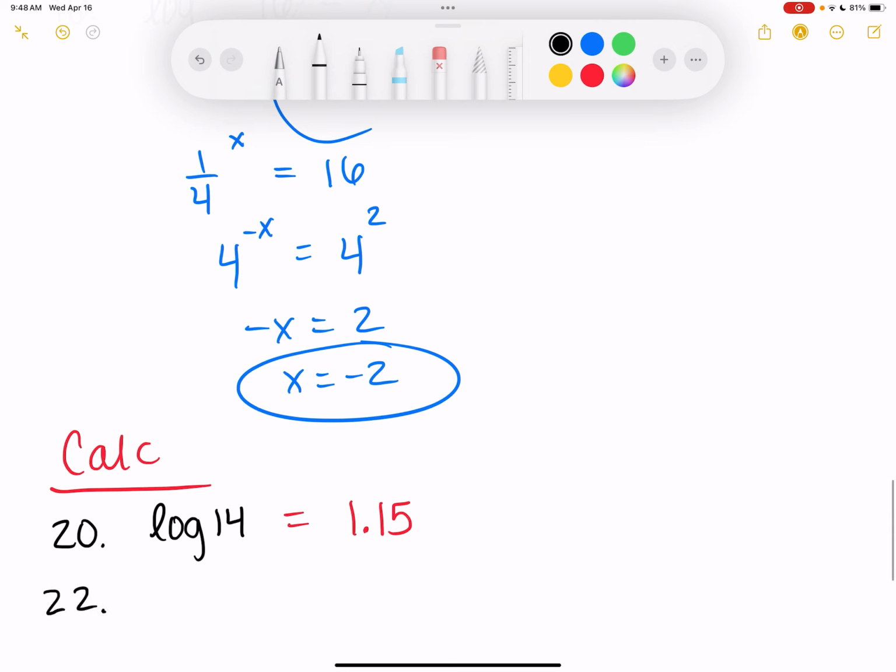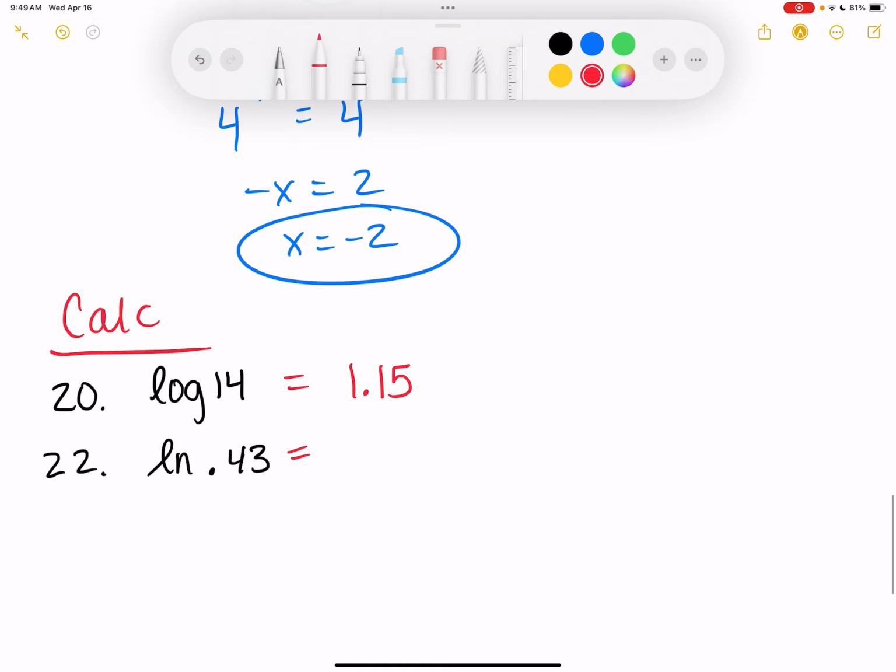22. ln of 0.43. So you're going to hit the ln button, then 0.43. -0.84. I got negative 1. -0.84. I got that too. I think you did it. Yes, I did. I just said it wrong.